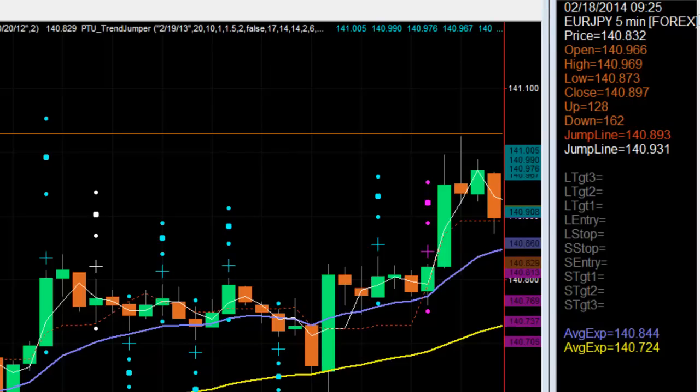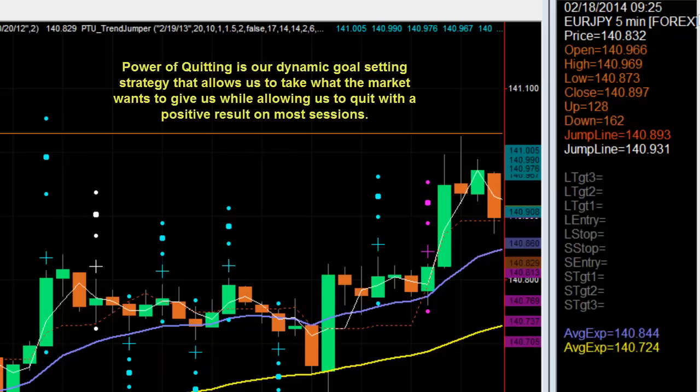Part of our trade plan is a dynamic quitting goal that we follow very strictly, actually, and this quitting goal, we call it the power of quitting, is dynamic to market conditions. So sometimes we're going to quit with a small profit, sometimes we're going to get a much larger profit, but the whole point is that it gives us a structure and rules to follow. It fits in with our trade plan quite nicely, and it allows us to take what the market wants to give us while allowing us to quit positive on most sessions and grow our accounts. And that's what we continue to do.